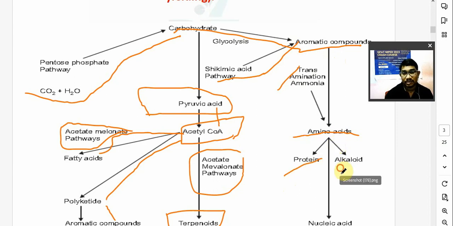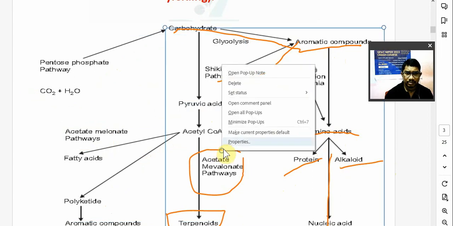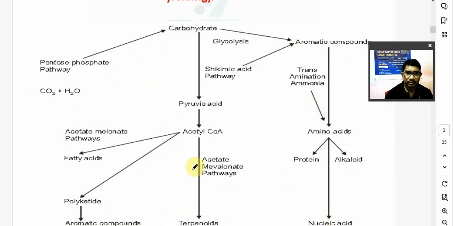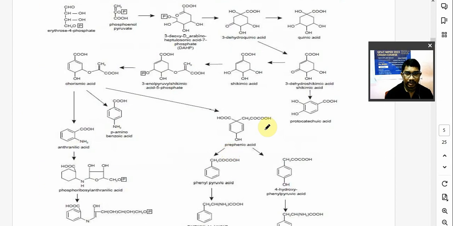पहले अपन ये देख लेंगे एक ओवरव्यू, उसके बाद में आपको रिएक्शन बोलूँ. So erythrose 4-phosphate is a carbohydrate compound. Erythrose 4-phosphate and phosphoenol pyruvate will be condensed to form 3-deoxy D-arabino heptulosonic acid 7-phosphate. उसको बोलेंगे DAHP.